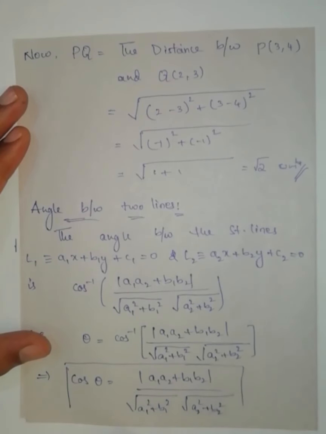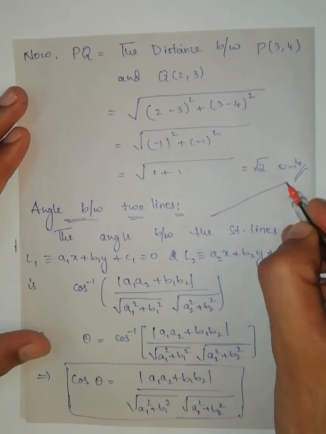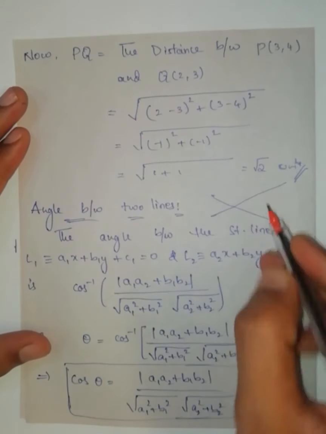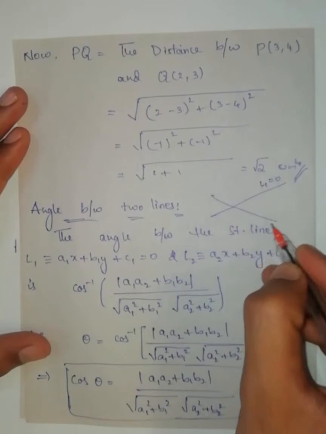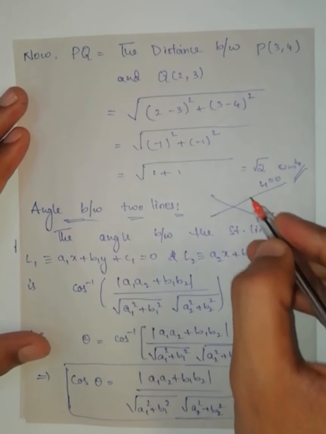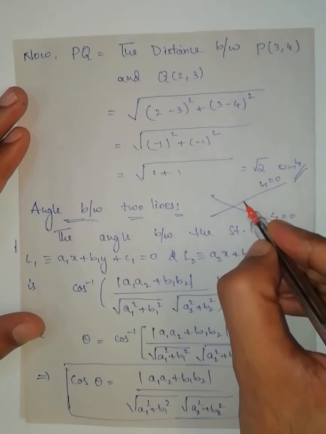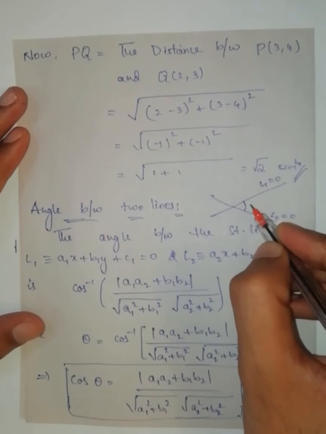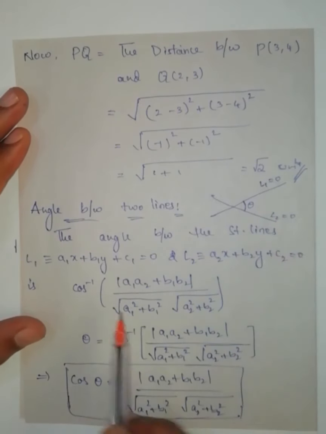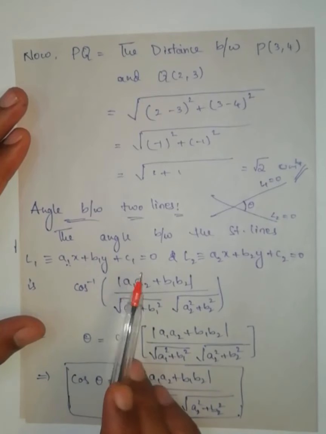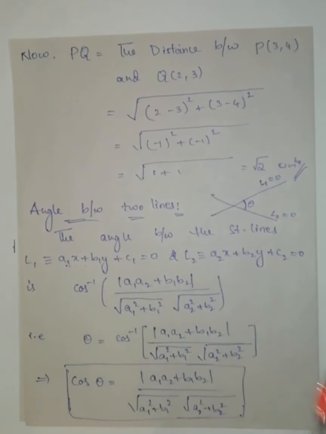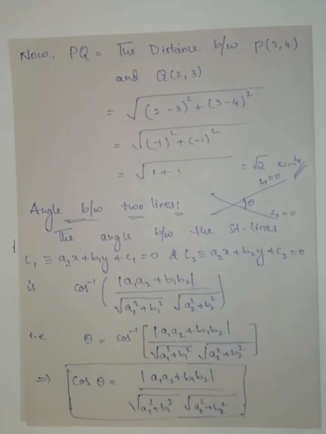This is the formula. This formula gives that if there are two straight lines, one is L1 is equal to 0 and another is L2 is equal to 0, now to find the angle between these two lines, if the first line is a1x plus b1y plus c1 is equal to 0 and the second line is a2x plus b2y plus c2 is equal to 0, then the angle between the two straight lines can be known using this formula.